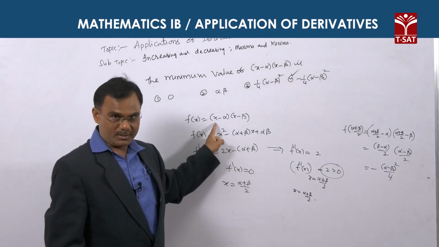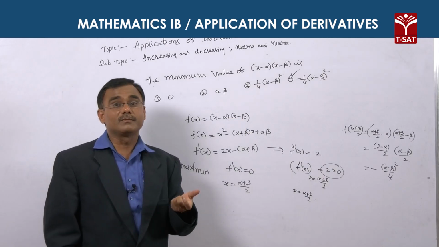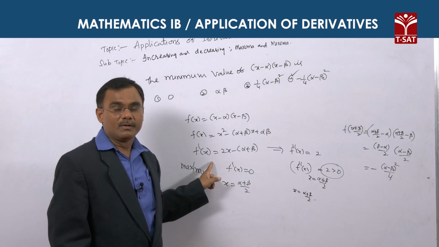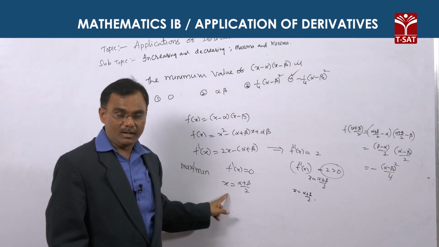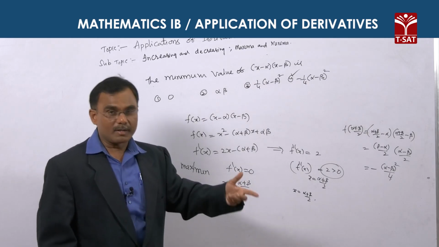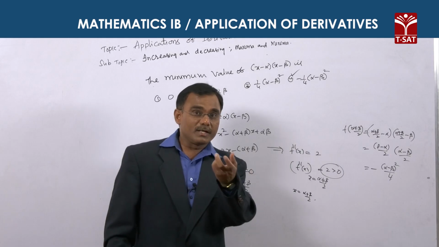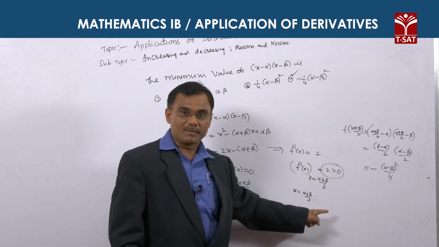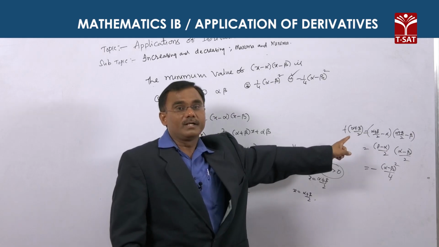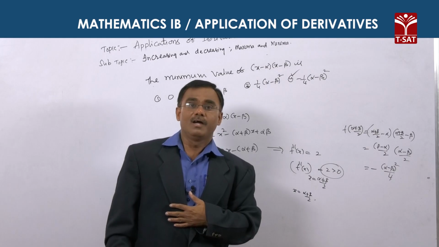Given the function, find the minimum value. First find at what value the function is minimum. Find the first derivative. For maximum or minimum, f dash x equals 0, and we get x equal to (alpha plus beta) by 2. To decide maximum or minimum, find the double derivative. The double derivative is positive, so the function has a minimum value at (alpha plus beta) by 2. Find f of (alpha plus beta) by 2. We get minus 1 by 4 into (alpha minus beta) whole square.